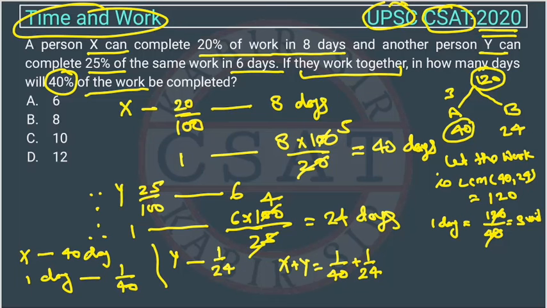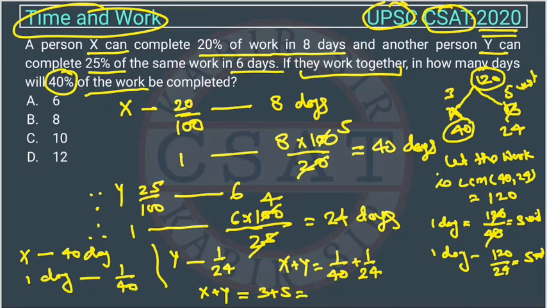Similarly for Y, in one day how many units is Y able to complete? 120 upon 24, so it will be 5 units. So Y is completing 5 units per day. So the total unit of X plus Y, this is X and Y, not AB, right? So the total unit of X plus Y in one day will be how much? 3 plus 5 is equal to 8, right?